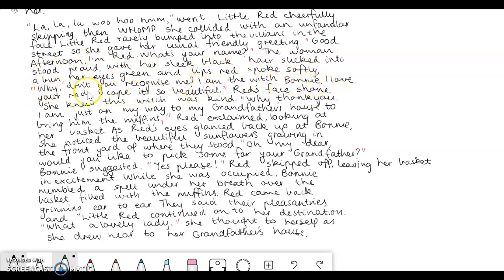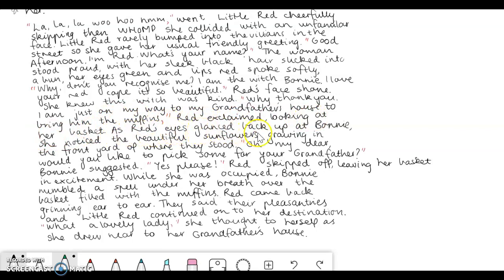I'm the witch, Bonnie. I love your red cape. It's so beautiful. Red's face shone. She knew this witch was kind. Why, thank you. I'm just on my way to my grandfather's house to bring him the muffins. Bring him these muffins, I should say, Red exclaimed, looking at her basket.